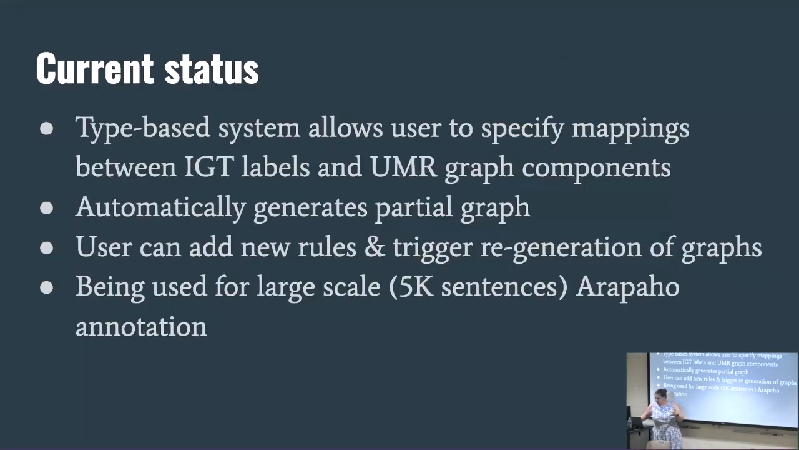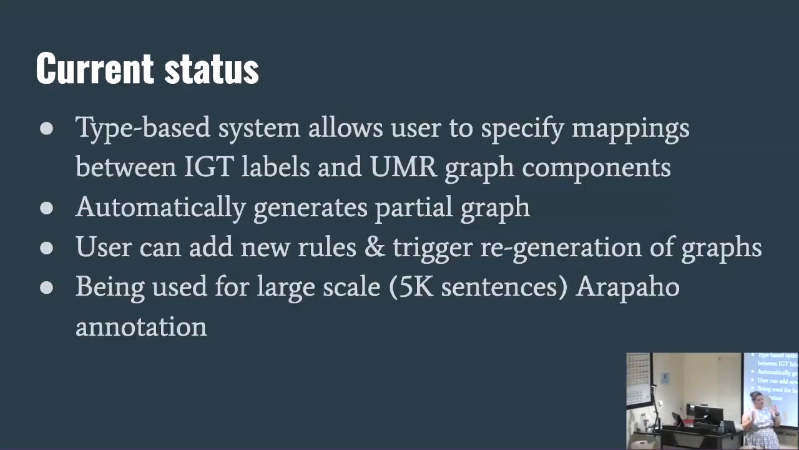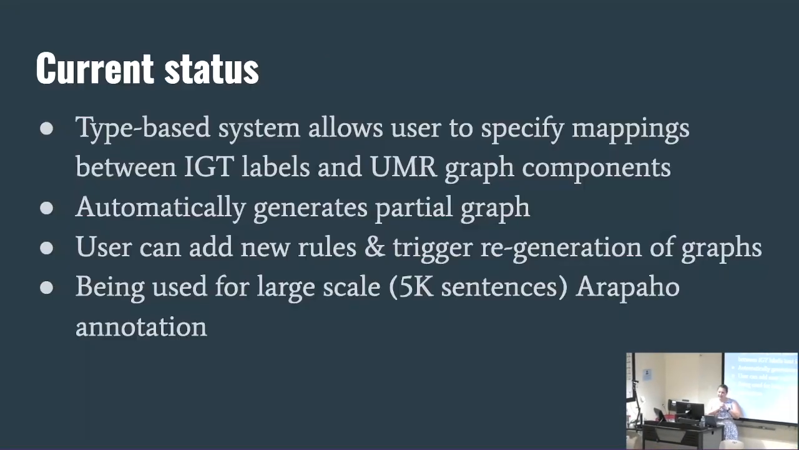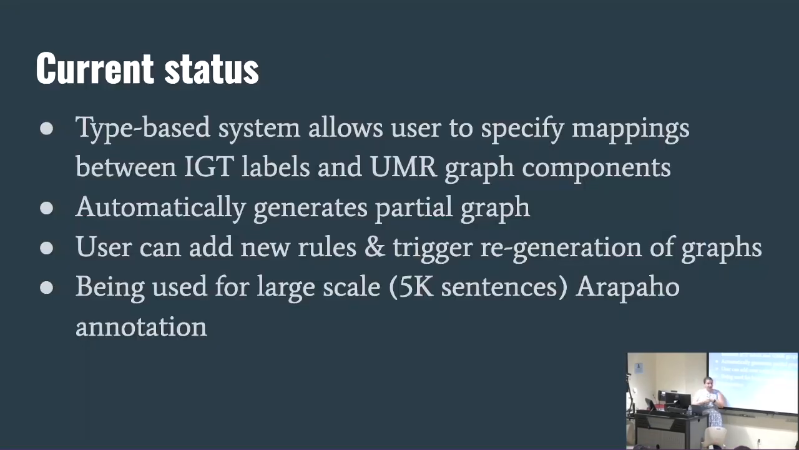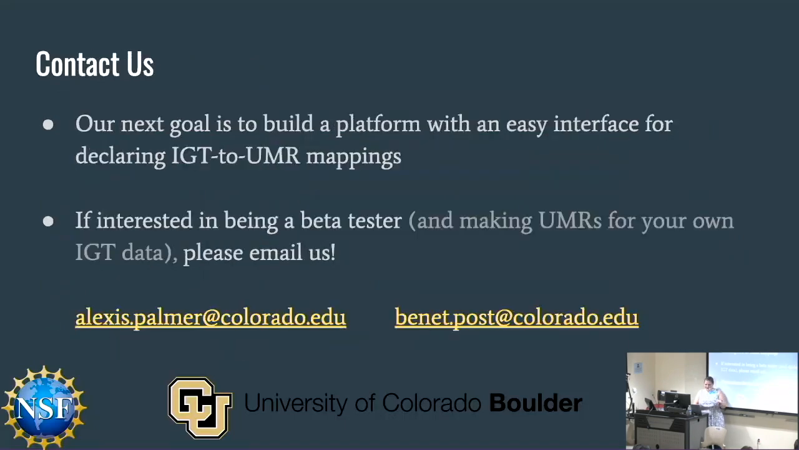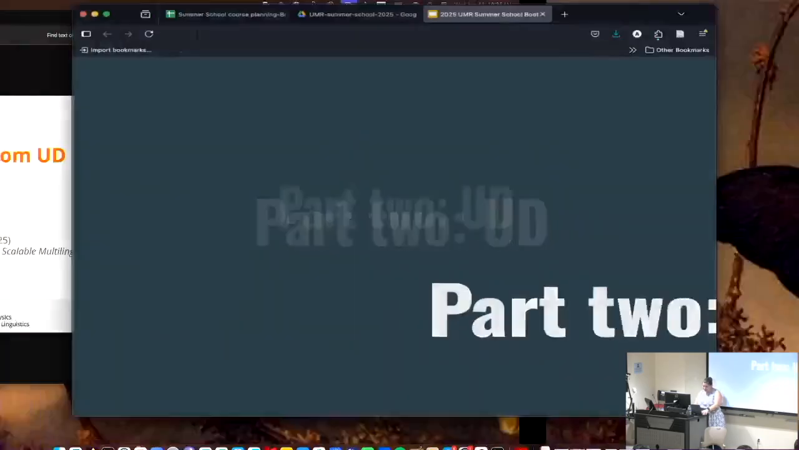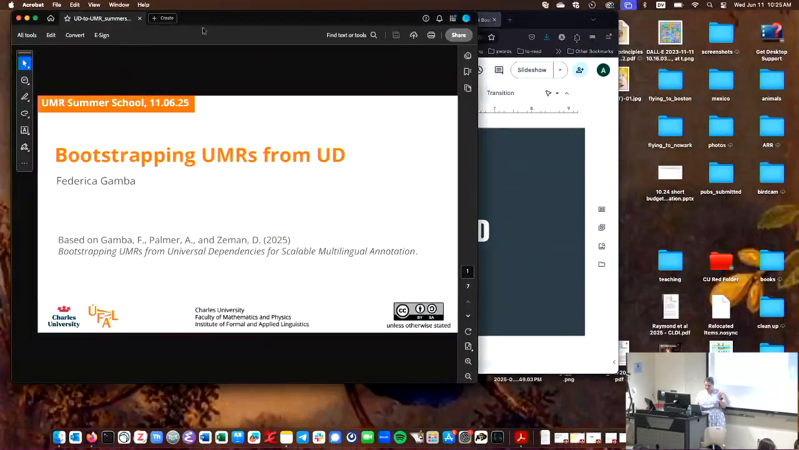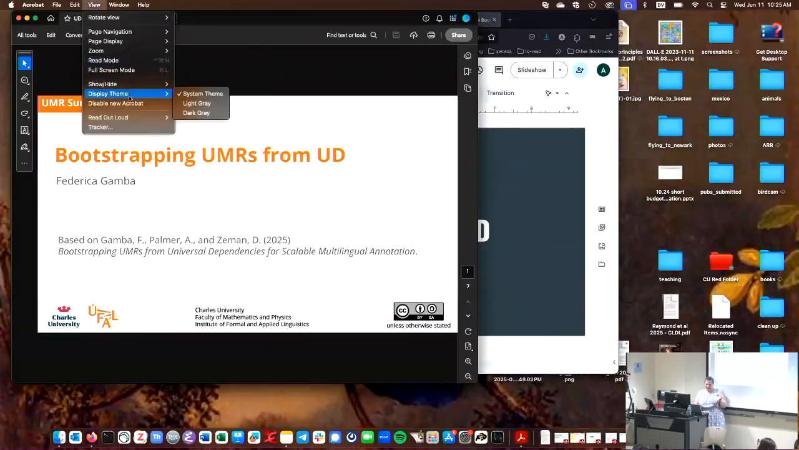Basically, the system we have now is a type-based system that lets the user specify these mappings. It then generates these partial graphs automatically, and the user can add new rules and trigger regeneration of graphs for the same data set. That's the basic platform we have. Okay, so I will skip the conclusions and turn things over to Federica to talk about her work, which involves a similar approach, but applied to a different starting data representation.